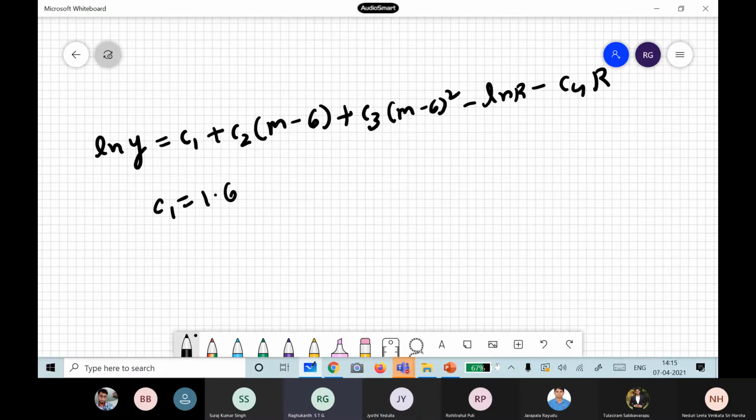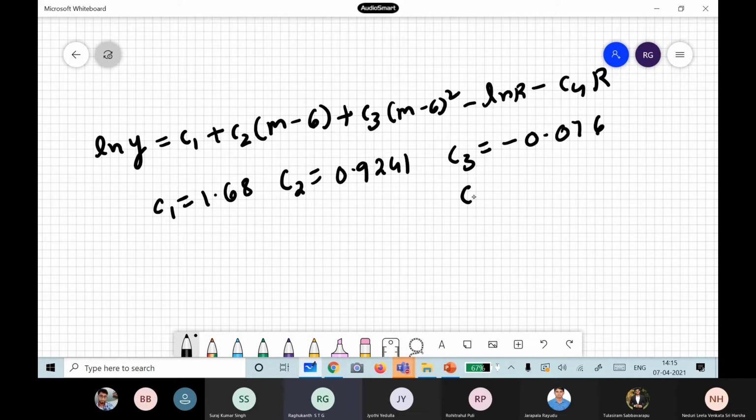So the coefficients are also there. C1 is 1.68, C2 is 0.9241, C3 is minus 0.076, and C4 is 0.0057. These are the coefficients, and sigma, the error in this regression, is 0.4648 or something. So this is my regression equation.